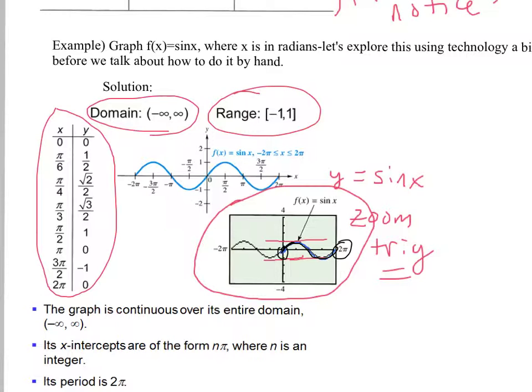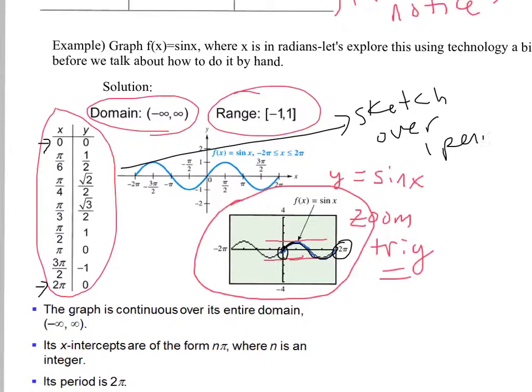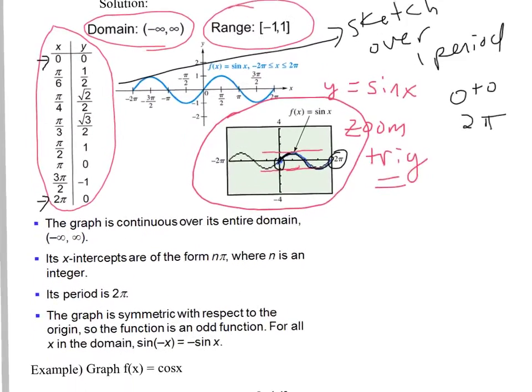So notice if we're going to make a table, we're going to start at 0 and we're going to end that table at 2 pi. Soon we're going to talk about a recipe for sketching by hand. If we sketch over one period, then we'd be sketching from 0 to 2 pi. If we sketch over 2 periods, then we do negative 2 pi to 2 pi. But before we talk about anything by hand, just take note of the following.